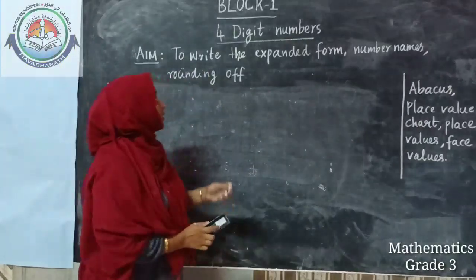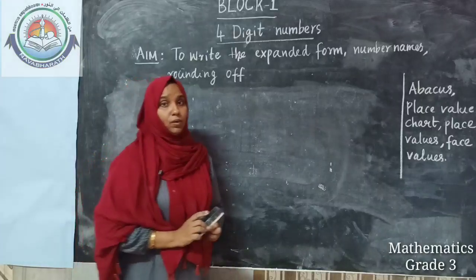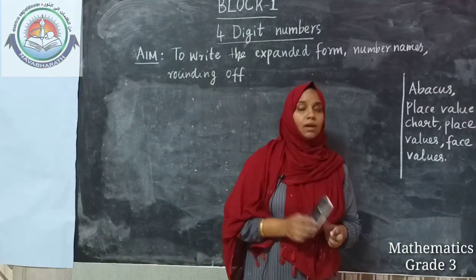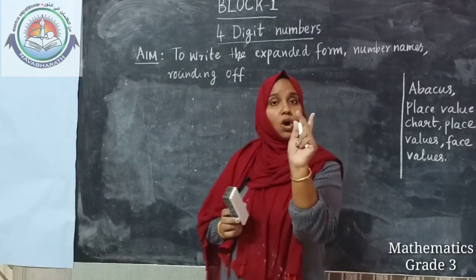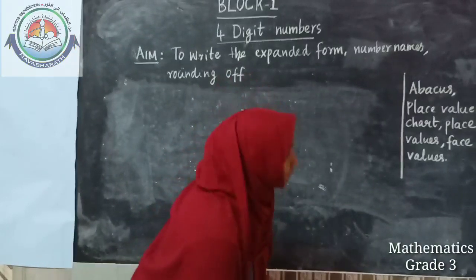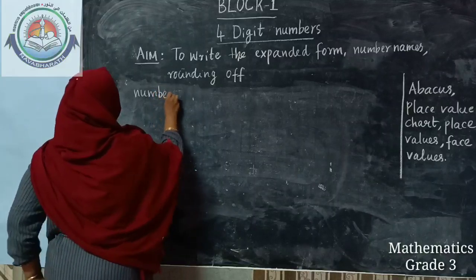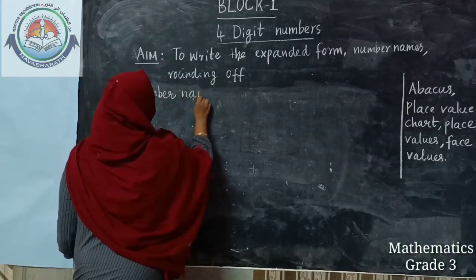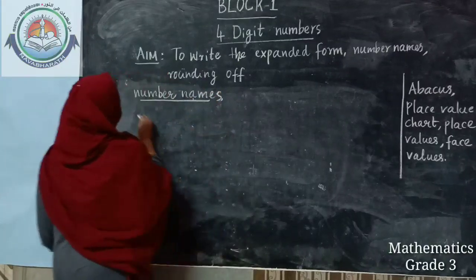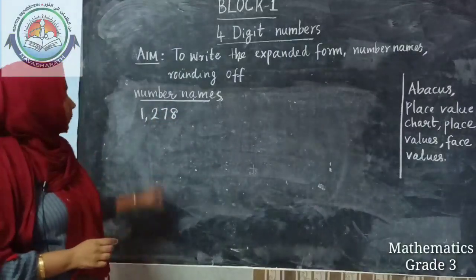Next we can consider the number names of a 4-digit number. We all know all things have names. This is a duster, this is chalk, this is a board, like that. Numbers also have names, number names. Suppose this is the number, a 4-digit number.